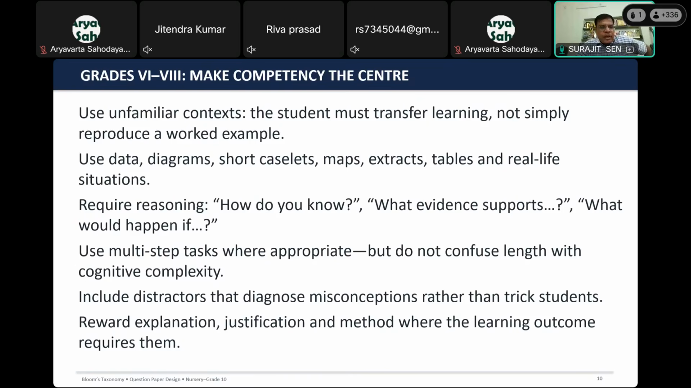Okay. Reward explanation, justification, method where the learning outcome requires them. And give whatever is required. Ask the students, and you can understand how much they have understood it, and on the basis of that, your analysis can also be done for the paper.